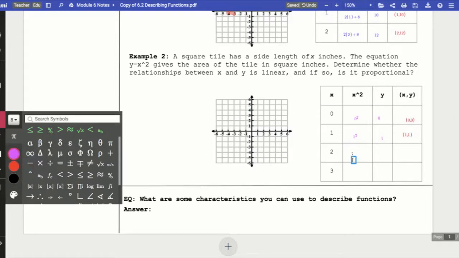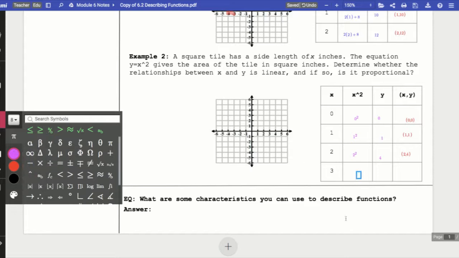Let's calculate 2. So remember, again, we're looking at 2 squared. So 2 times 2 is 4. So then now I'm going to graph the point 2, 4. Good job. All right, and then the last one I want to try is 3.